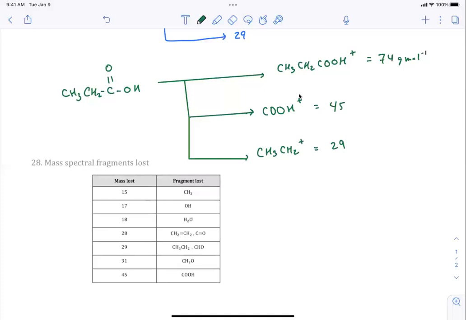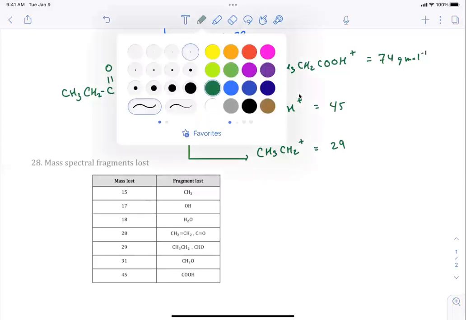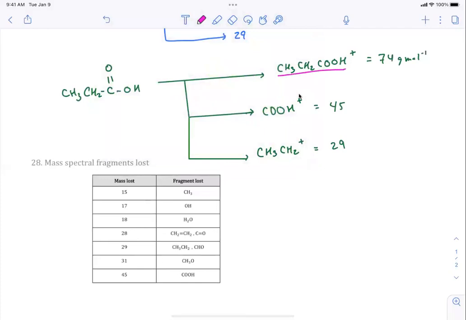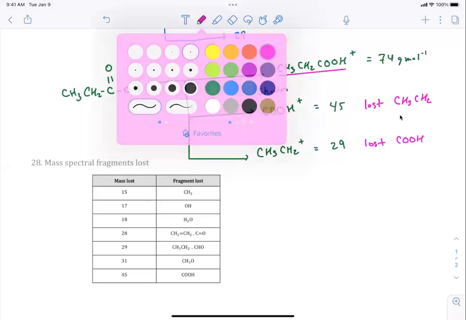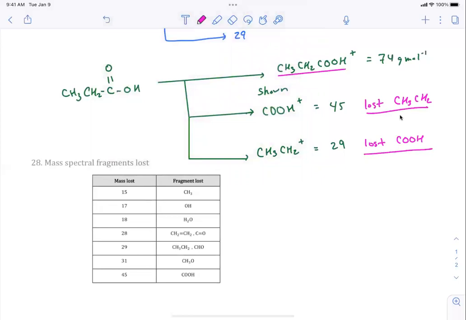But analyzing the gaps between the masses of the fragments helps you work out what you probably lost. For example, here, if I knew this structure and I got 45, well, that 45 peak is COOH positive, which means you lost a CH3CH2. And the CH3CH2 peak means you lost a COOH. So understanding that relationship between the fragment shown and the fragment lost is what matters when that occurs in the mass spectra.